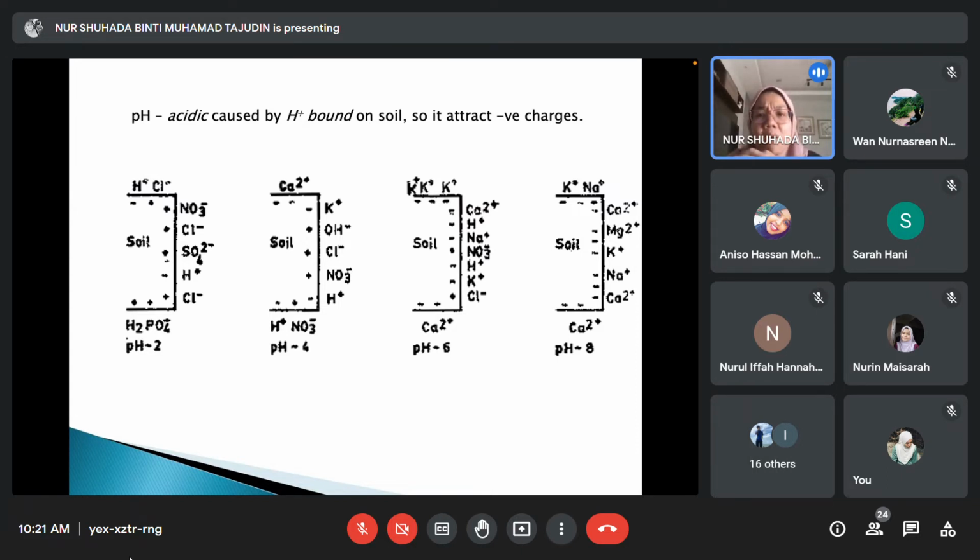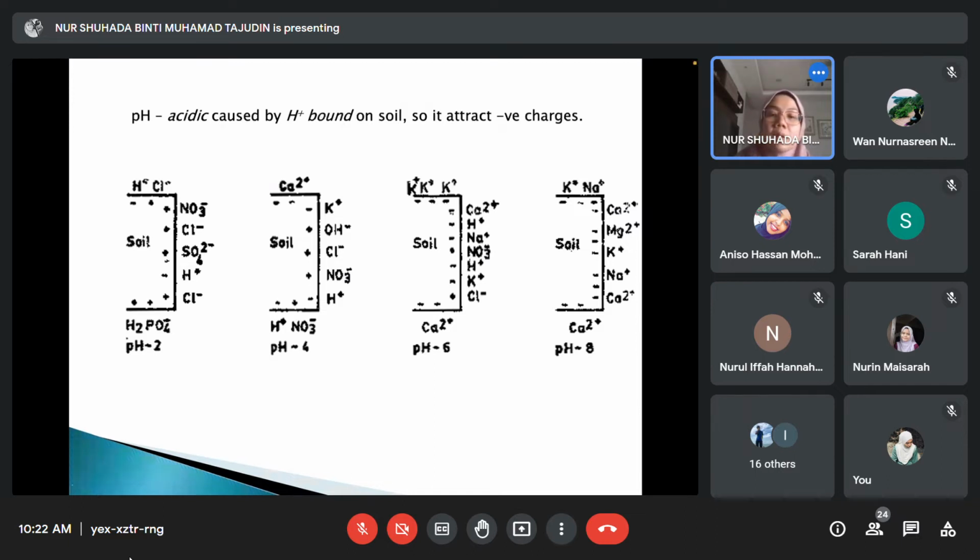When we talk about acidic or alkaline soil, that is because of which charge it holds more. For example, acidic pH is caused by H bound on the salt. If you see here, the soil is holding more anions, meaning that it carries the acid properties. If we compare with the soil with pH 8, which is slightly alkaline, the soils are holding more positive cations, but they don't have H plus, because acidic conditions are characterized by H plus. So this is acidic conditions and this is alkaline conditions. That is the balance of the soil.